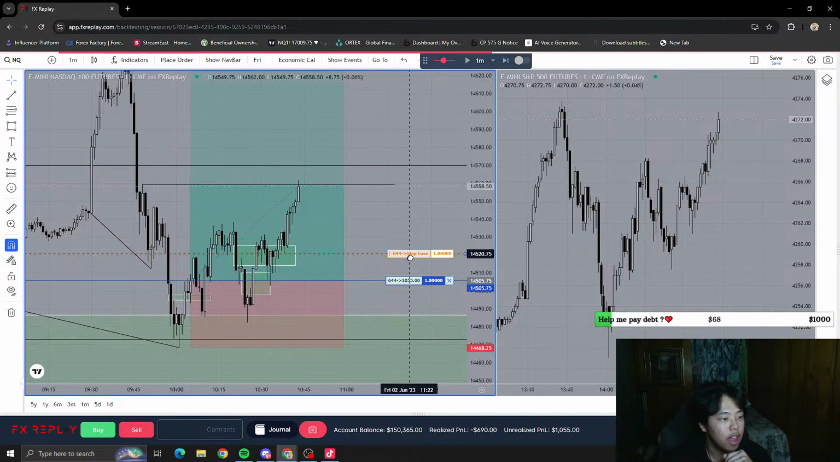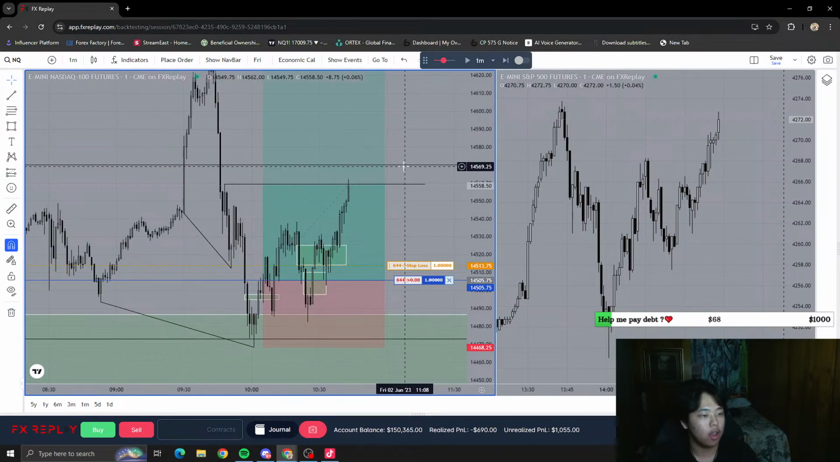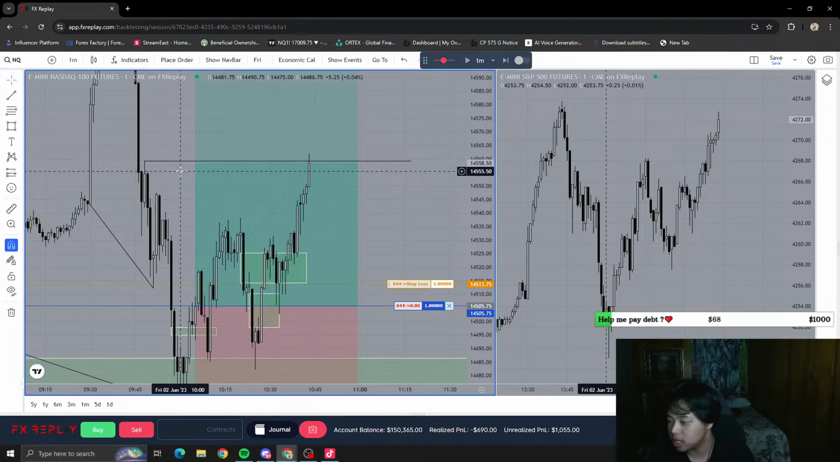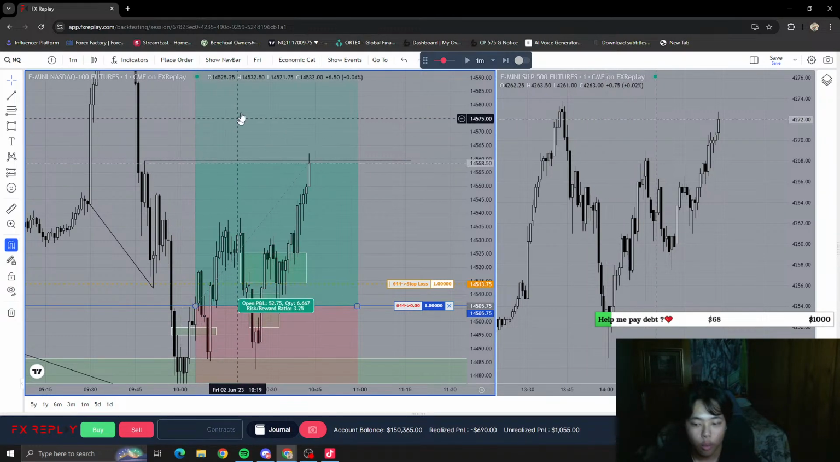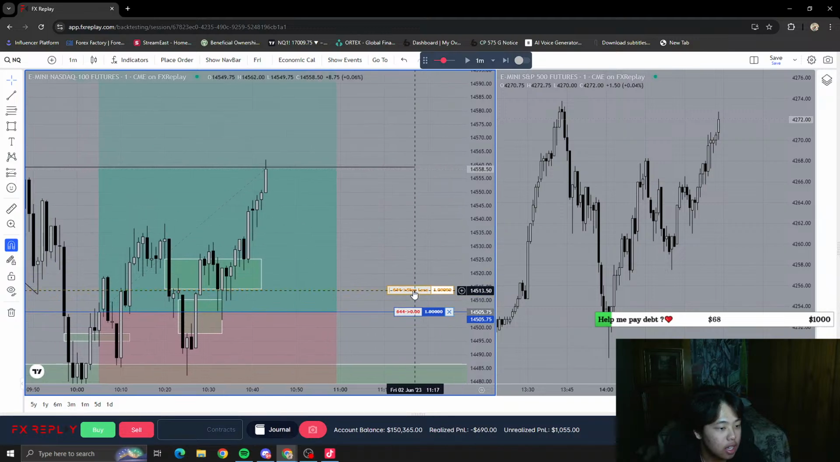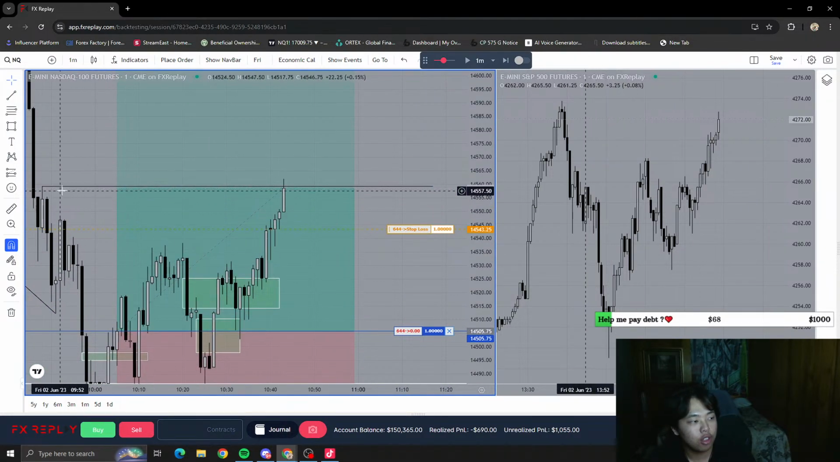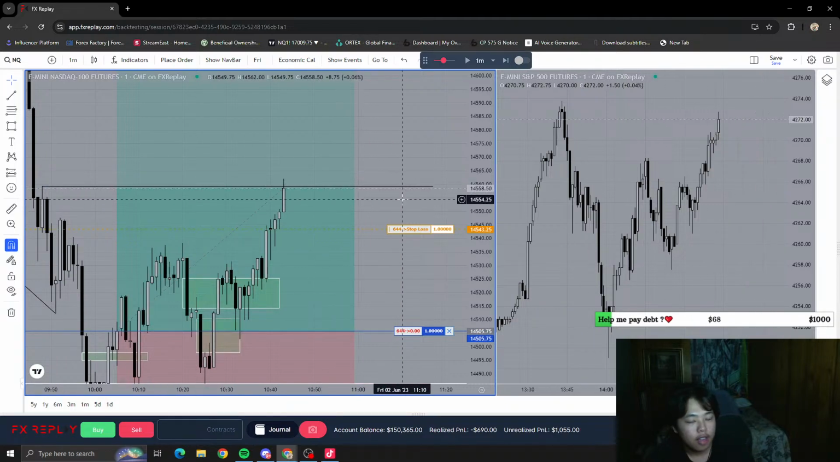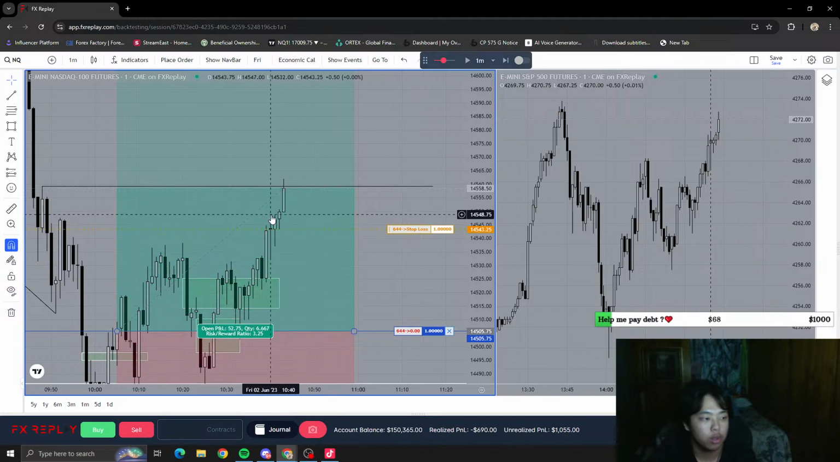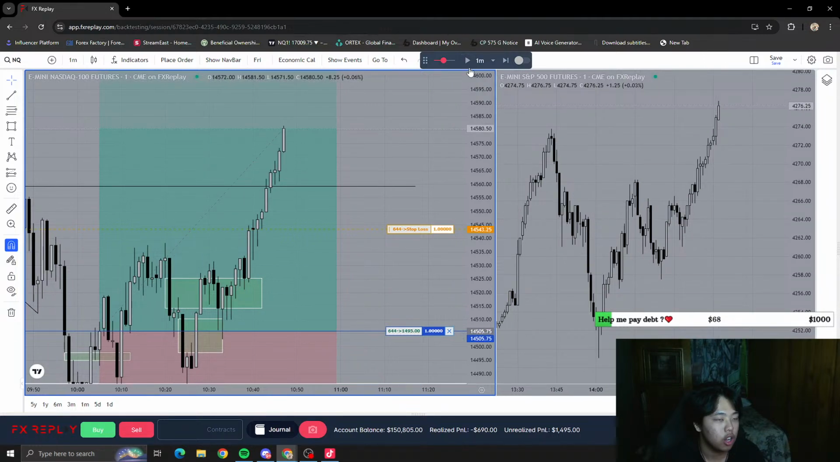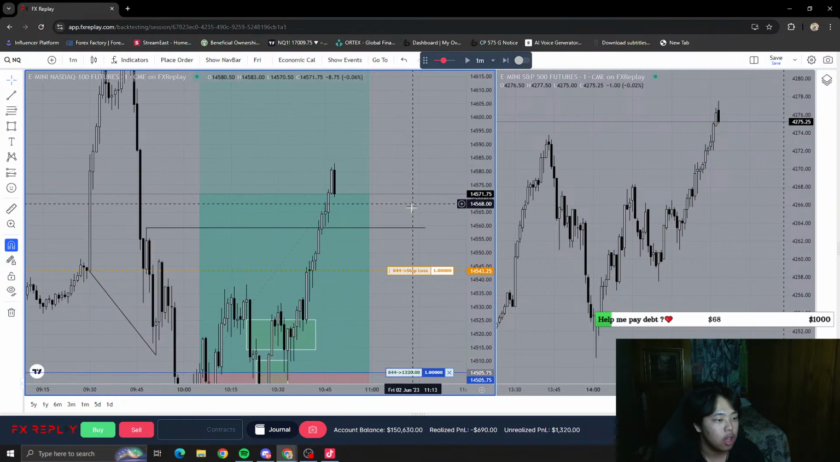Okay, so now we tapped this high, right? I want to trail my stop. I want to use the weighting method. That means you want to trail your stop. After we swept out liquidity, the candle before the candle that swept out liquidity is the trailed stop. So right here, the candle before that swept out liquidity, which is here. So I'm going to trail my stop here.